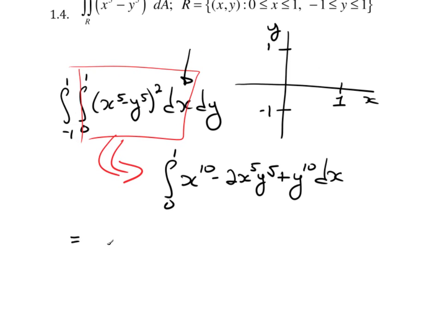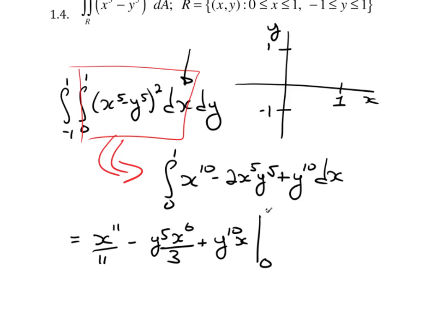So this is just going to be x to the 11th over 11 minus, I'm going to leave that 2 out for a second, I'm going to have a y to the 5th there. It's going to be x to the 6th over 6, but I have this 2. That 2 would cancel out and just make this a 3, because this would have been 2 over 6. Plus y to the 10th times x, because remember, y is a constant. And I'm going to evaluate this from 0 to 1.